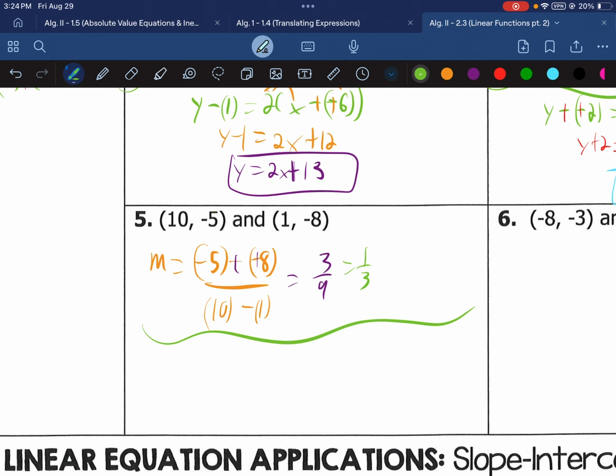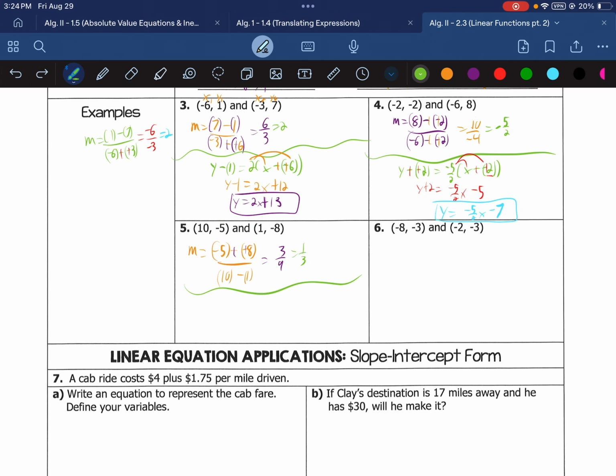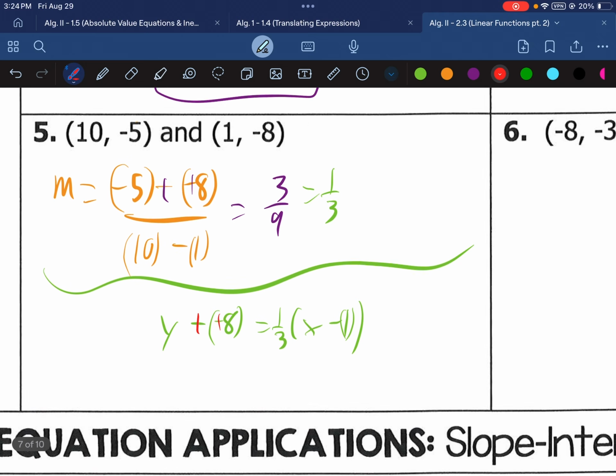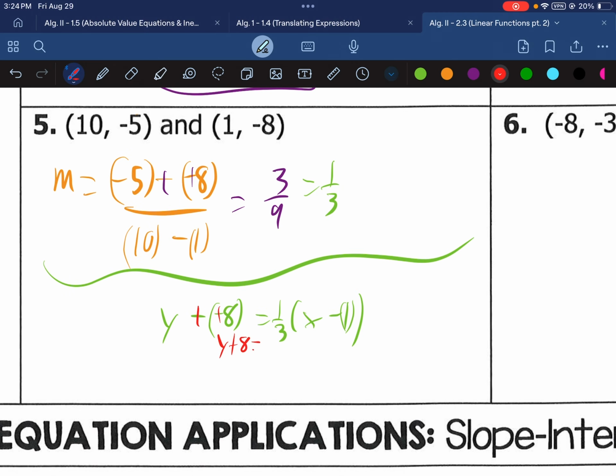I can pick either point, so I'm going to pick this one because it's slightly smaller. And I have y minus a negative 8 is equal to 1/3 times x minus 1. Those two negatives make a positive, and I get y plus 8. 1/3 times x is 1/3 x, and 1/3 times negative 1 is negative 1/3.